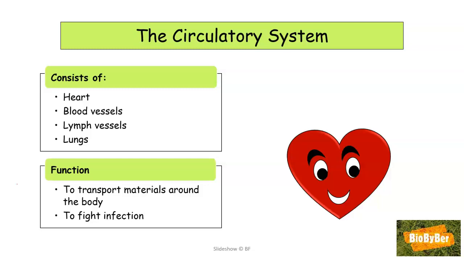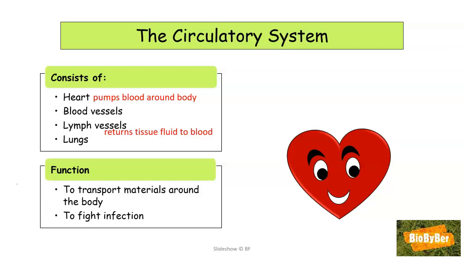The circulatory system consists of the heart. The function of the heart is to pump blood around the body. It also consists of blood vessels. For the purpose of this video, we are going to look on blood vessels as being organs. This can be quite confusing, as an argument can be made that they're actually tissues. The circulatory system also consists of lymph vessels. The function of the lymph vessel is to return the tissue fluid which surrounds the cells to the blood.